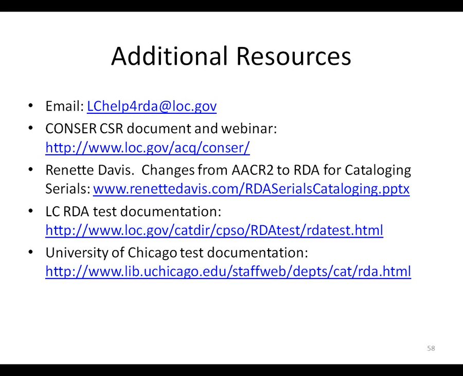We have the final page here, which is additional resources for those of you that are a little more dedicated to serials. If you're going to be working with serials, you'll find some useful stuff here. I especially want to commend Renette Davis, formerly at the University of Chicago. They put together some great test documentation, and her presentation's a really good overview as well. So I do apologize for going over, and if there are any questions at this point, I will be happy to address them.